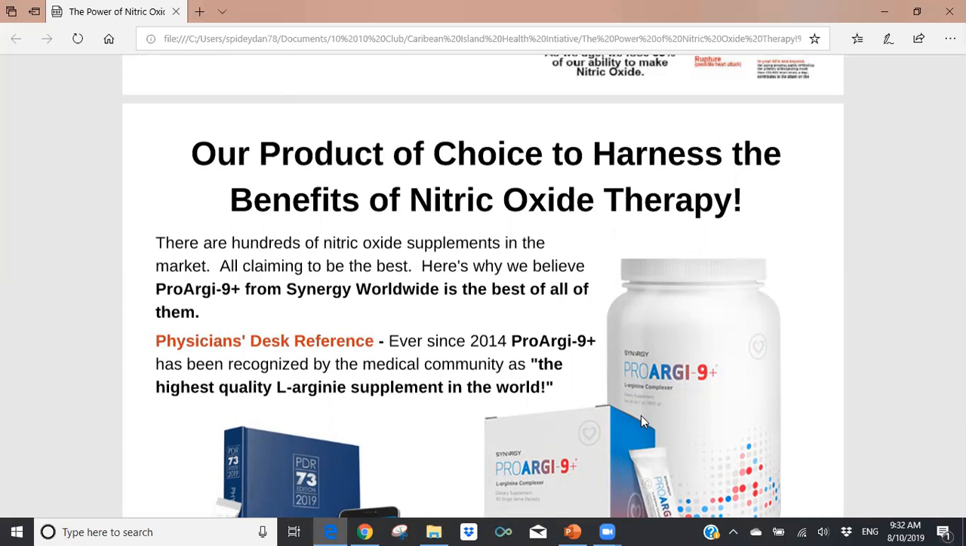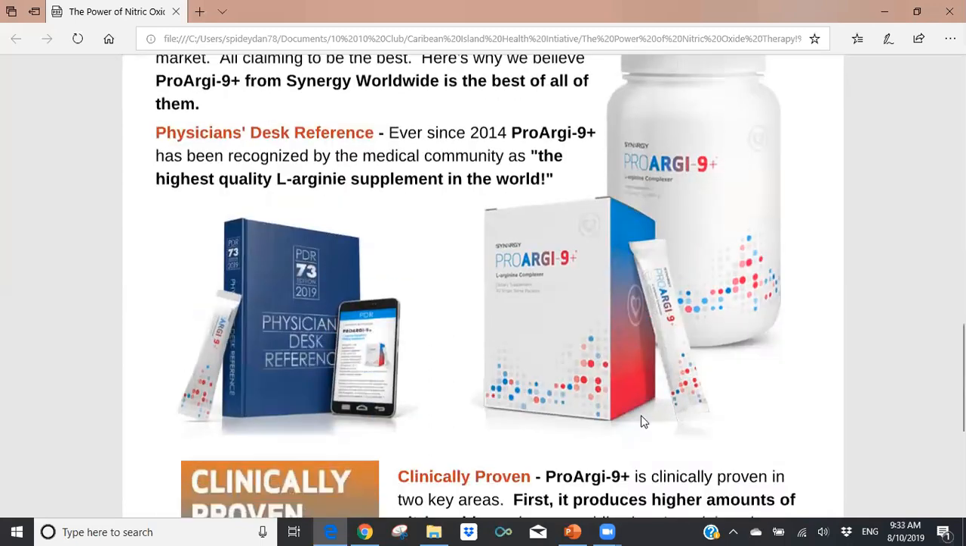And the nice thing about this, John, is it's recognized by the medical community. It's been listed now for 6 straight years, ever since 2014, in the Physician's Desk Reference. And here's the exact first line quote: ProArginine Plus is the highest quality L-arginine supplement in the world. John, that's not me telling you this. This is the medical community telling you that this is the highest quality L-arginine supplement in the world.